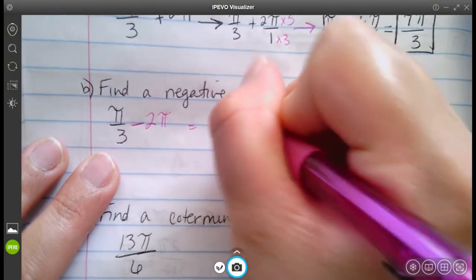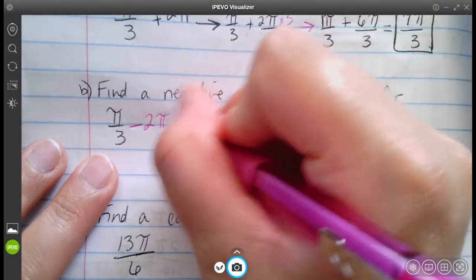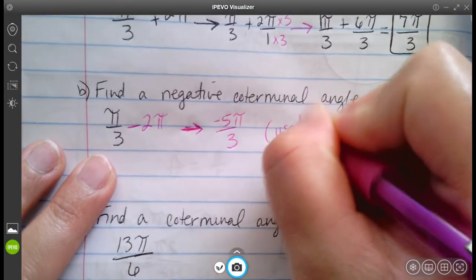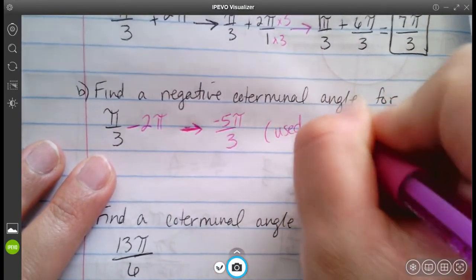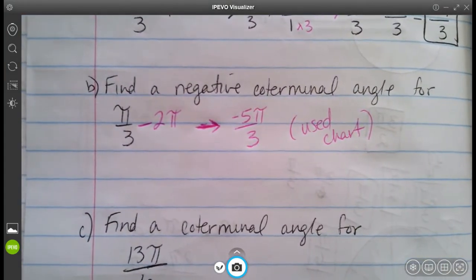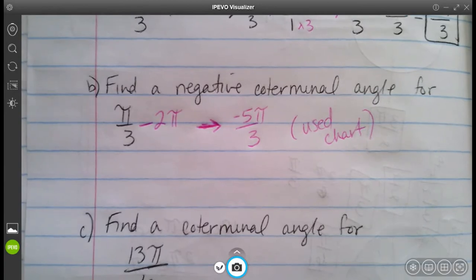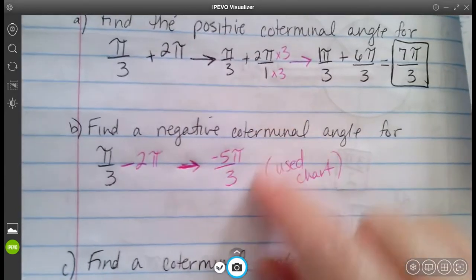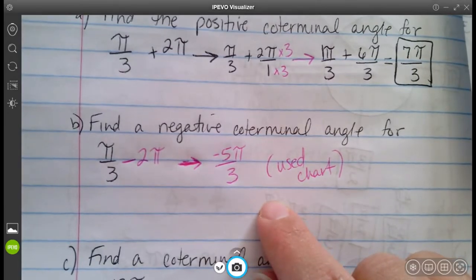Negative 5 pi over 3. And if you want, let's not put an equal sign. Let's just say we used the chart for this one, or cheat sheet, or however you want to put it. So that'll work. And I don't mind if you do that for one or two, but do make sure that you show the work for at least one of them. Like this one we showed the work, this one we just used our little handy dandy chart.